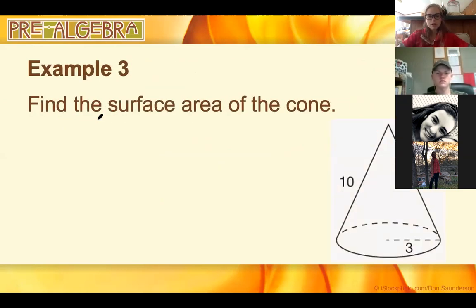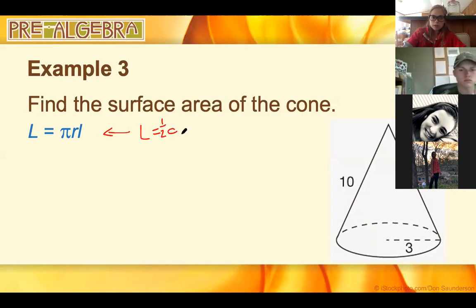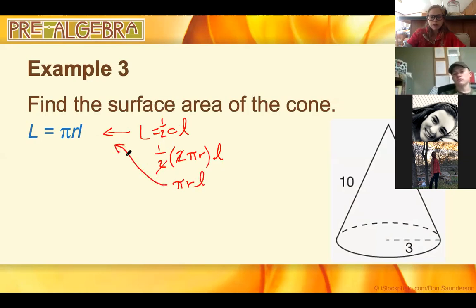Let's do an example. Find the surface area of the cone. Well, first, the surface area, we have to find the lateral surface area. How did I get pi r L right here? Well, remember, the lateral surface area is equal to 1/2 the circumference times the slant height. What is the circumference of a circle? It's 2 pi r times L. What's 1/2 times 2? Well, that's just 1. So I'm left with pi r L, which is where they get pi r L right there.